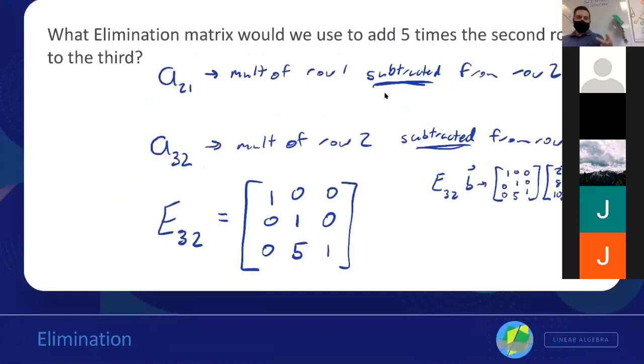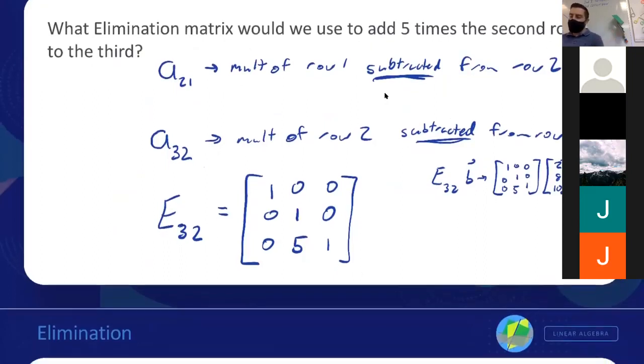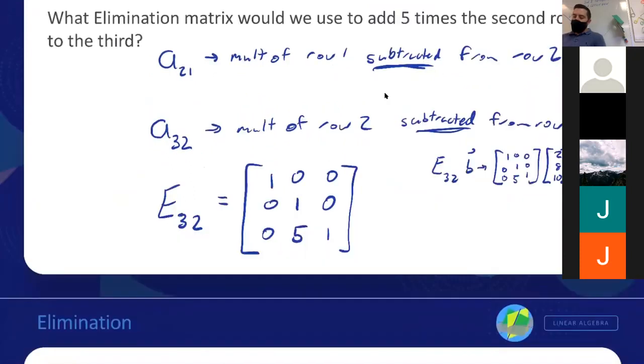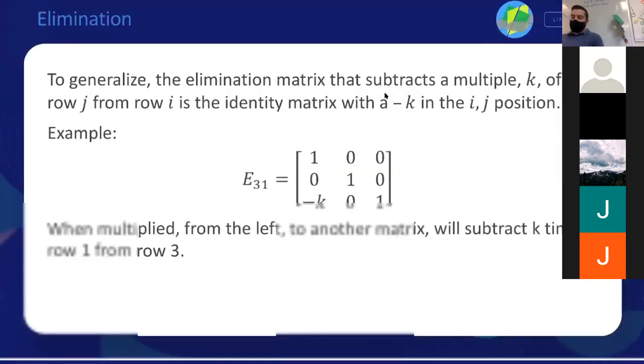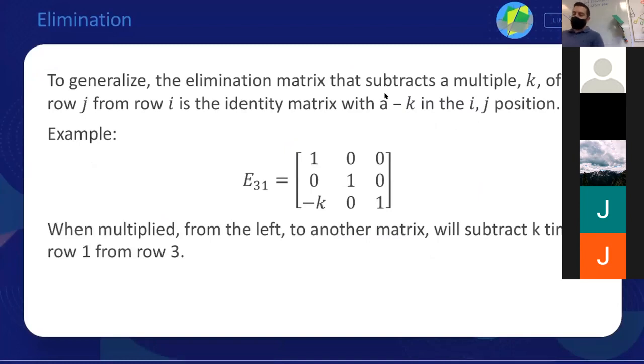All I do to subtract is change the sign. So if we generalize this, when we're looking for an elimination matrix that subtracts a multiple of row j from row i, we change what's in the ij position. Again, you could do adding just by changing the sign. In the generalized formula, we use a negative k and we subtract, but if you put a positive number there, it's going to add.